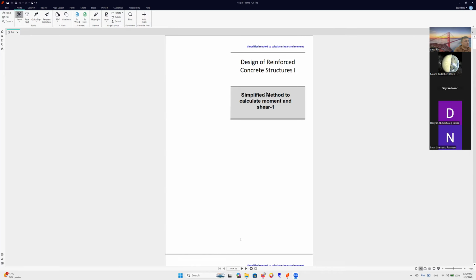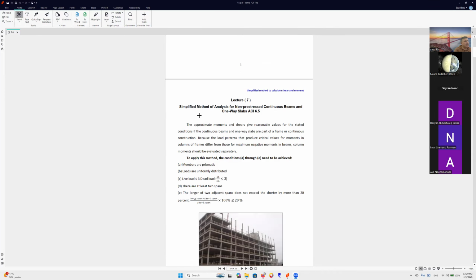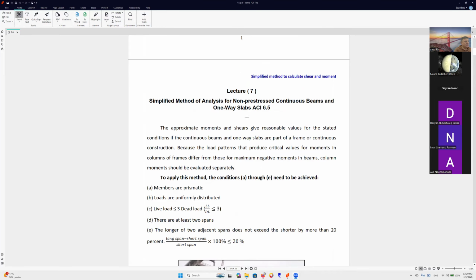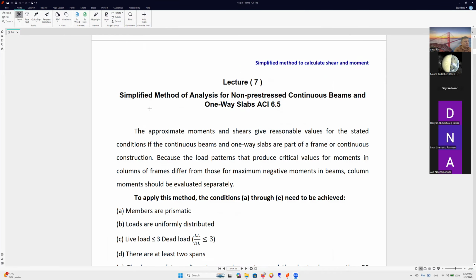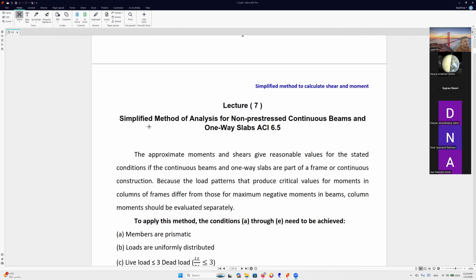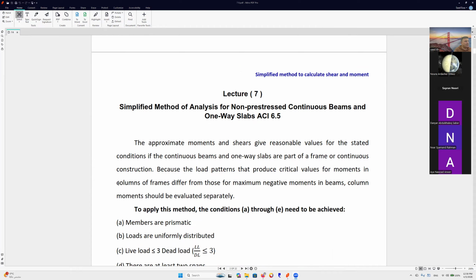Here we have this lecture, I think you have it on the Moodle. You can download it from the Moodle. The simplified method of analysis for non-prestressed continuous beams and one-way slabs is in the ACI code, section 6.5. Here we have the approximate moments and shears, which give reasonable values for the stated conditions.